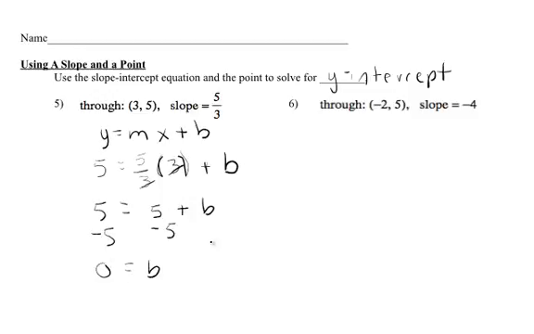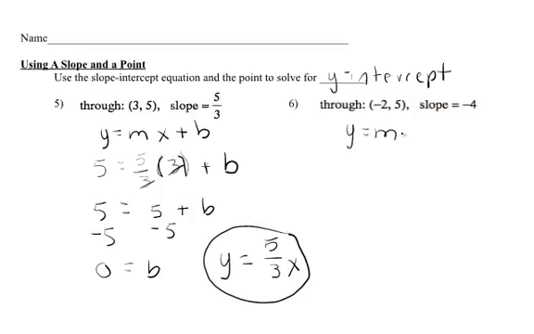So our equation of this line is going to be y equals 5/3x. That's it. That's our equation. Let's try another one. Y equals mx plus b.